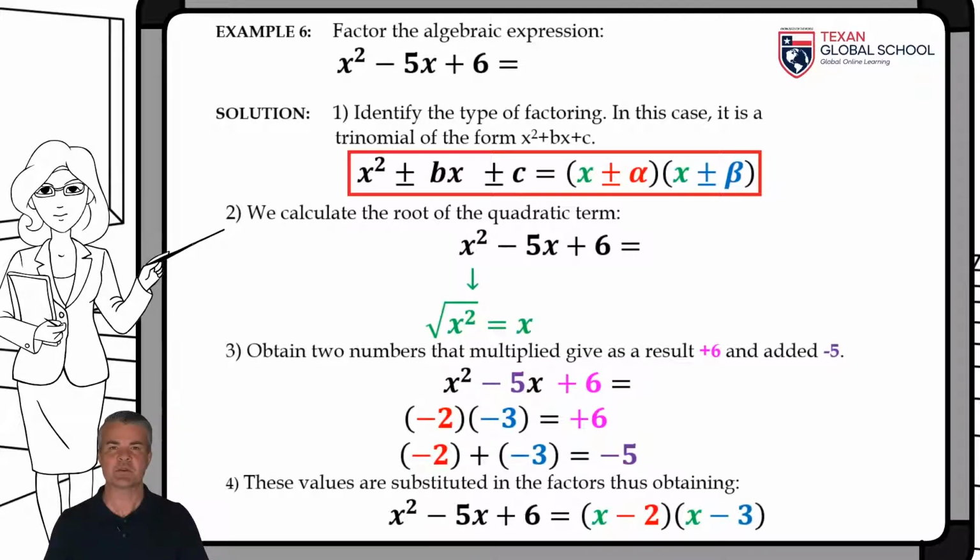We then look for two numbers that multiplied give positive 6 and added give negative 5. The combination of numbers that gives us these results is negative 2 and negative 3. We place those values in the factors. In this way, we obtain that the factors are x minus 2 times x minus 3.